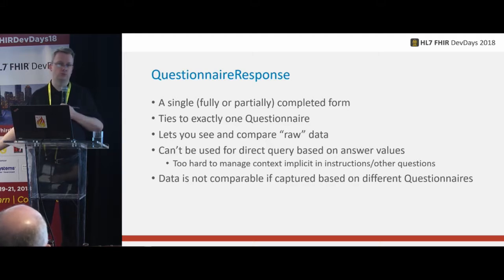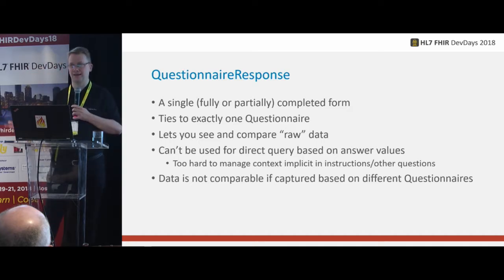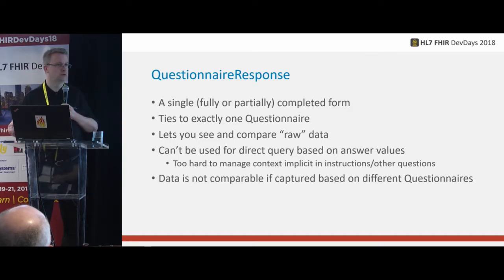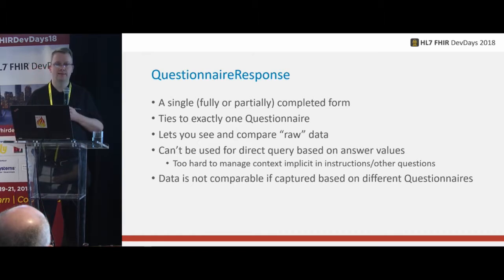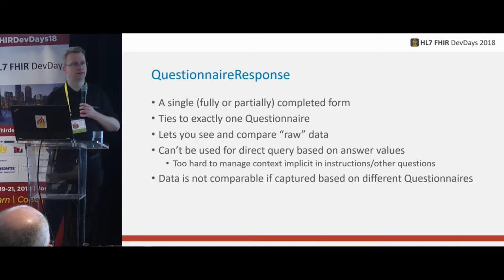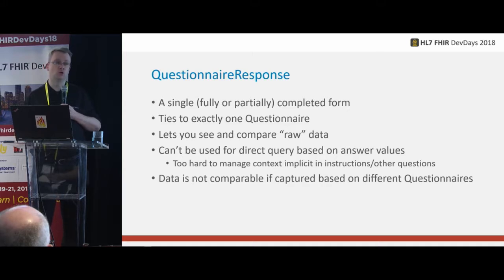But if you want a general purpose data analysis looking at data captured from different mechanisms, then you're probably going to want to port the data into something else like observation or family member history or one of the other resources that let you query much better than questionnaire response does. Because with questionnaire response, you can do a query, say, find me all of the questionnaire responses filled in by patient X of this type. But you can't search on the answers that they gave. There's no ability to do that, and when you start digging into trying to make that work in FHIR, it turns out to be a really, really hard thing because of how questionnaire response works.